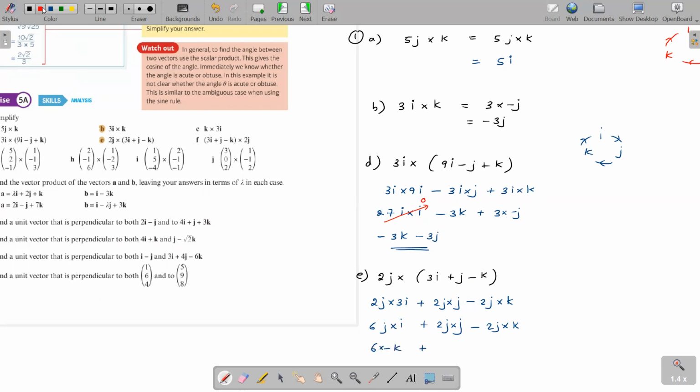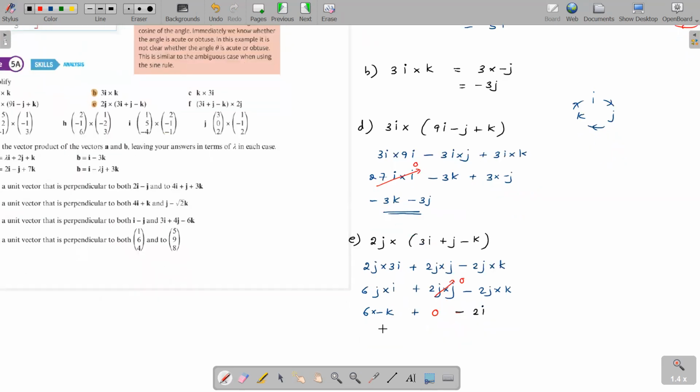j cross j will give you 0. Minus 2 times j cross k is i. So minus 6k minus 2i is the answer. Is this clear? Let's move to the next part.